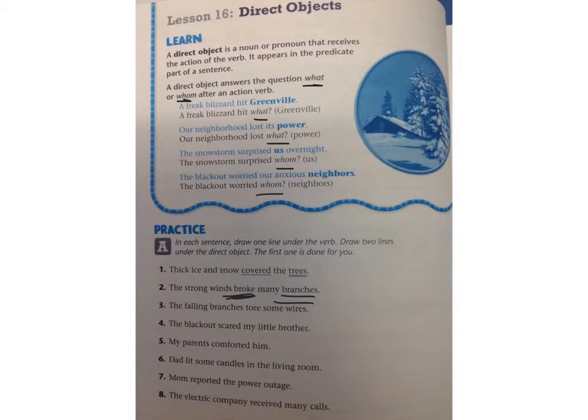Next, it says the falling branches tore some wires. So you have tore what? Wires. Next, the blackout scared my little brother. You have scared whom? Brother. My parents comforted him, so comforted, and then who? Him. I want you to go ahead and do 6, 7, and 8 on your own, following those same directions, looking for the verb first, and then asking whom or what. All right. Next, we're going to look at the second page.